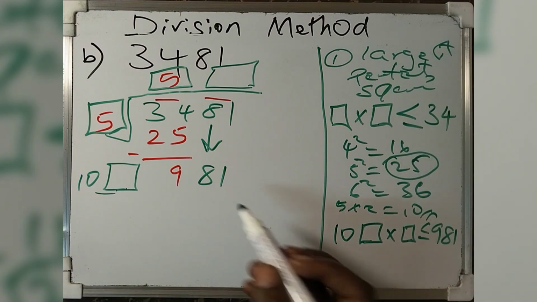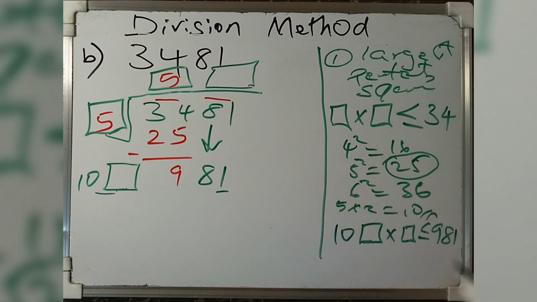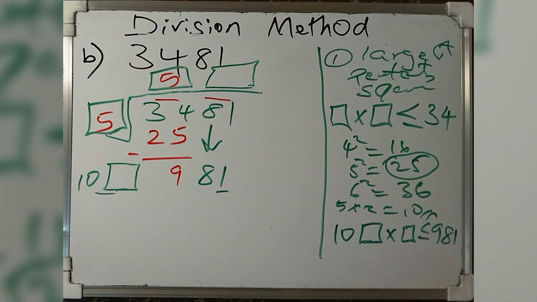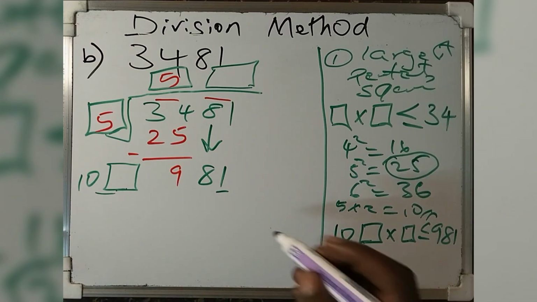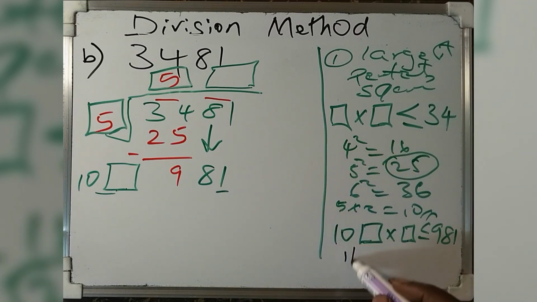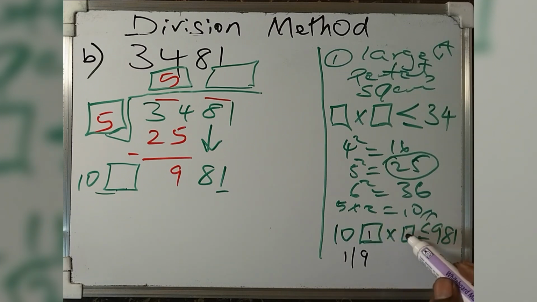As jumps, we need a number with a square that ends with 1. So we can try now. The numbers that we can try are 1, because 1 squared ends with a 1, and you can also try 9, because 9 squared is 81, it ends with a 1. So if we place 1 here and 1 here, we'll have 101 times 1, which will give us 101. 101 is way less than 981. So we're not going to use 1.